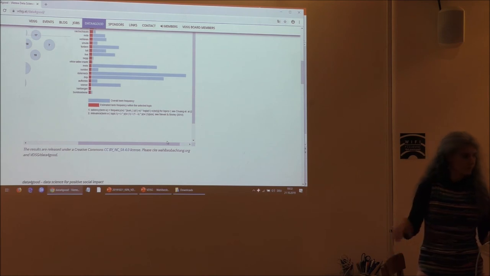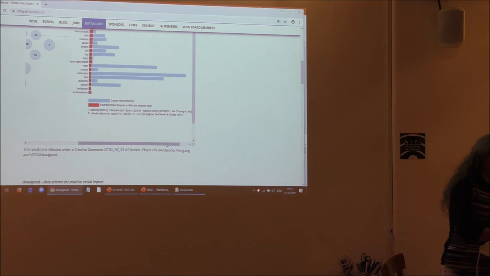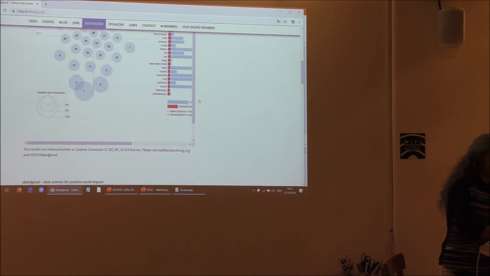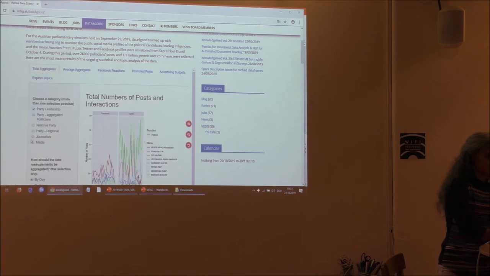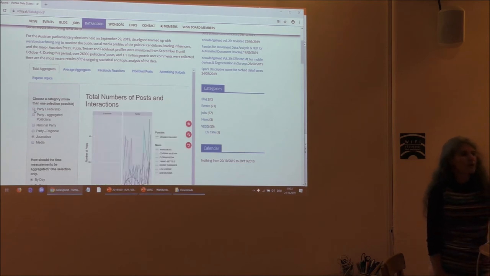Could you divide between owned information and earned information, like the information that they gave themselves, the parties and the politicians, and the press in there that is like earned information, that someone talks about them? Could you divide between the two? Do you mean in the topics? Yes. What are they saying about themselves and who is talking about them? Not sure if we got that. No.